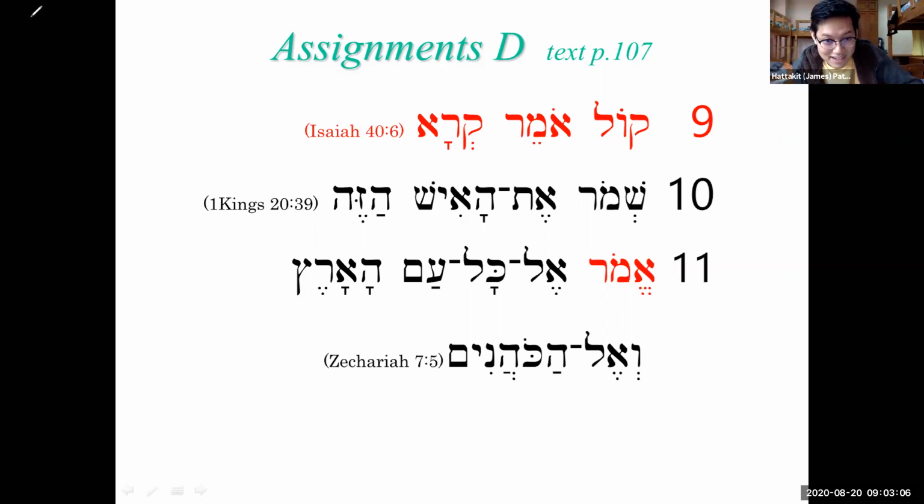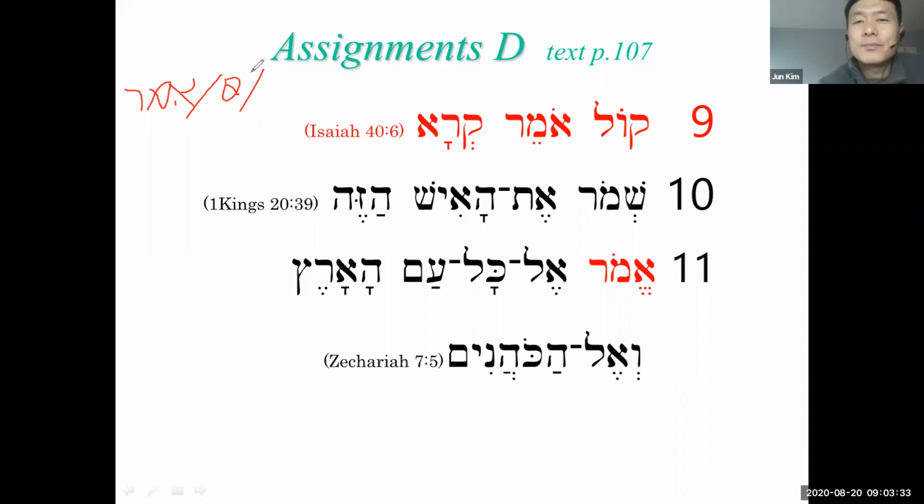We can see a verb here, amar, and the stem is Qal, and the form is... wait, let me think. Hold on. Is it infinitive construct? Are you sure? Yes. What are you dealing with right now here? It's amar, right? Why do you think this is the infinitive construct?